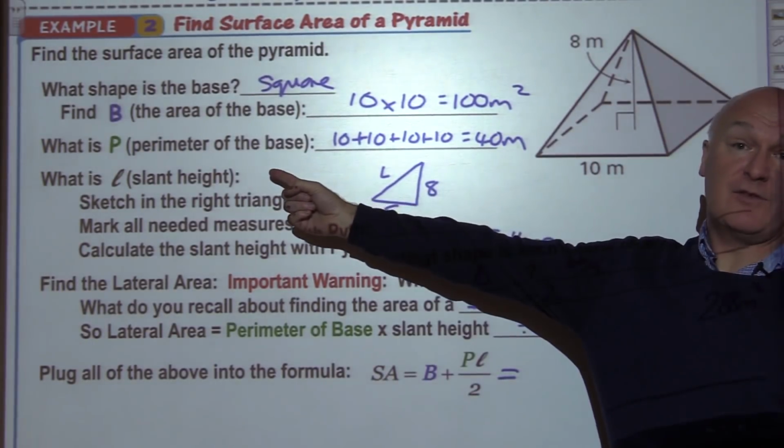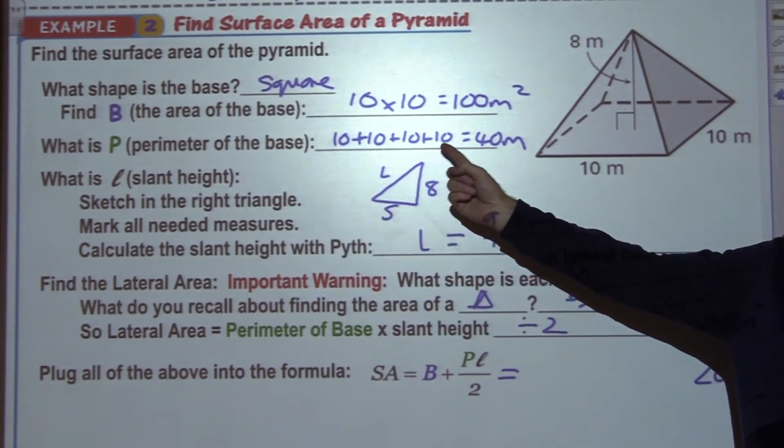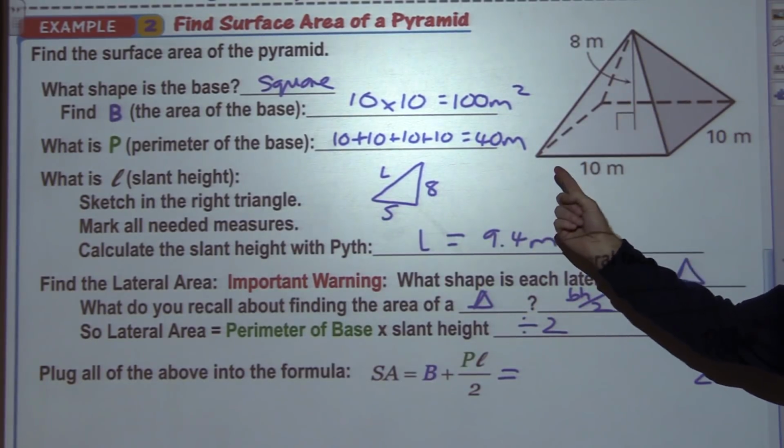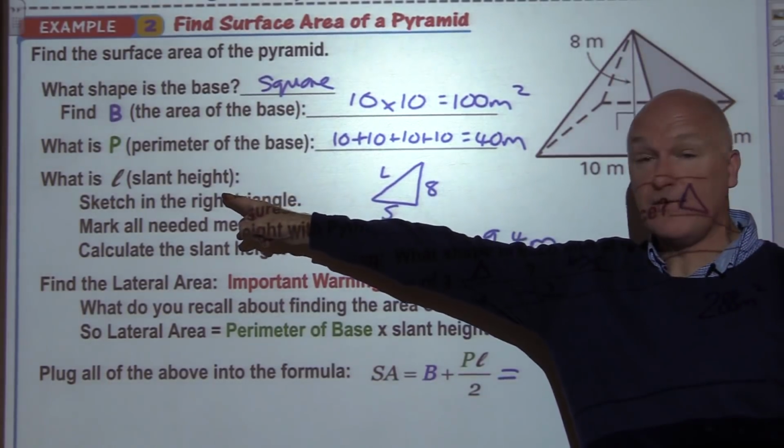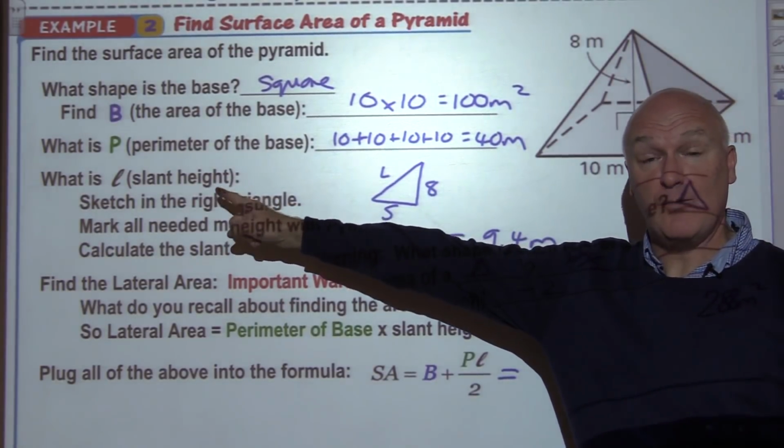We also need the perimeter of the base. Very, very simple. 10, 10, 10, 10, isn't it? Going all the way around the base. So that's 40. So we have 2 parts. We just need 1 part left. I'll give you the formula again in a minute, but we need the slant height.